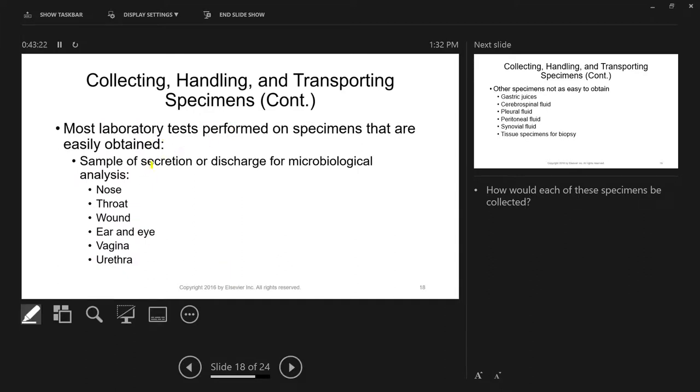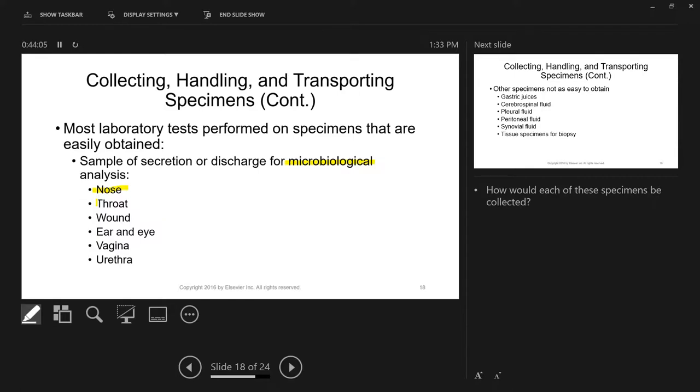Easily obtained. Samples of secretions or discharge for microbiological analysis can come from these areas. Nasal turbinate or nasopharyngeal are options to collect from the nose. The throat, called the pharynx. Pharynx collection is typically done for throat cultures, determining what bacteria is in the throat. Wound cultures are the same idea. Collect some microbiological specimen from a wound. Ear and eye, vagina, urethra.